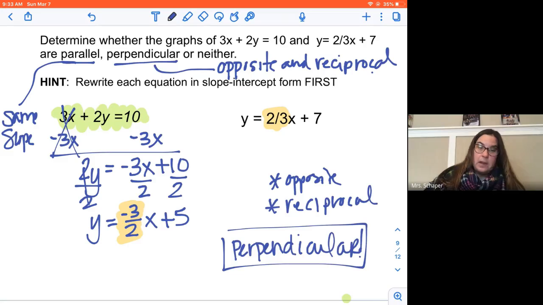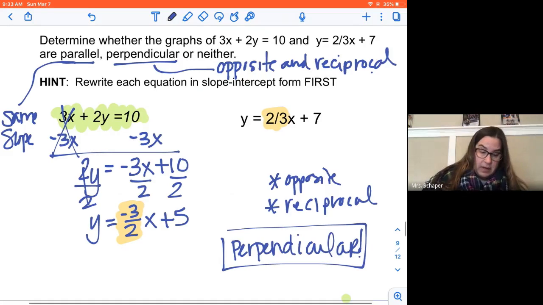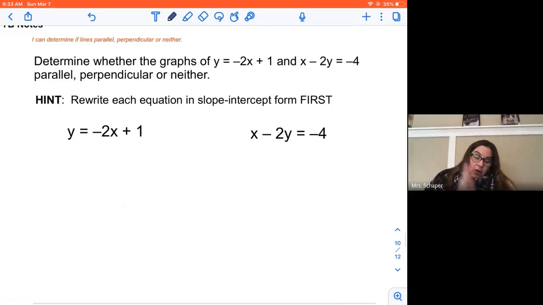All right, that's what we're trying to figure out. If I drew these lines, would they be parallel? Are they going to be perpendicular, or are they going to be neither? All right, that's what we're trying to figure out right now. All right, let's take a look at the next one. We have to determine if they are parallel, perpendicular, or neither.